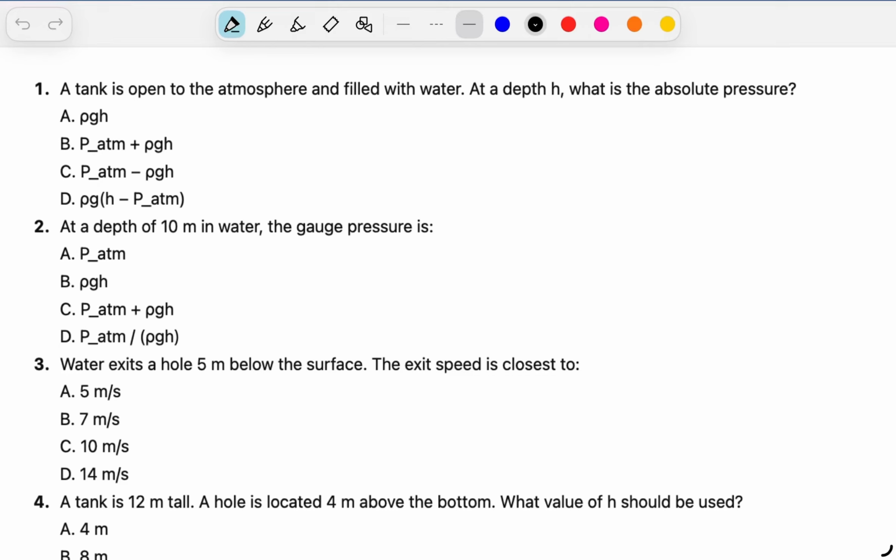In this video, we're going to be doing some practice problems for Unit 8 Fluids of AP Physics 1. So let's say a tank is open to the atmosphere and filled with water. At depth h, what is the absolute pressure?